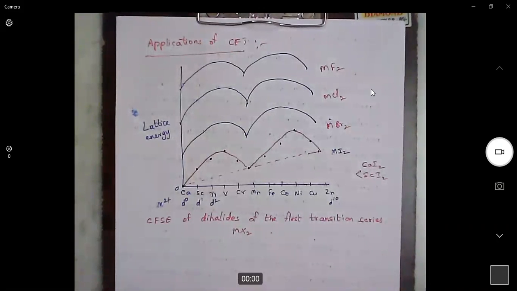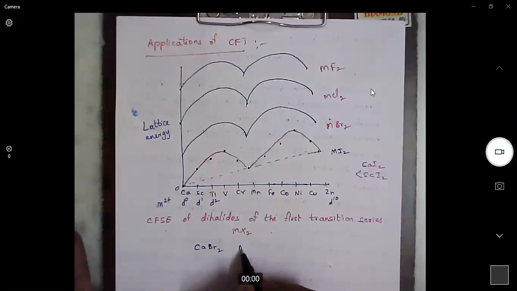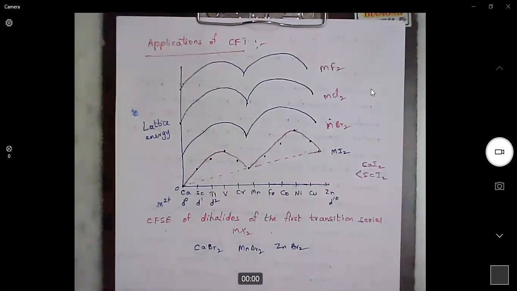Just remember, from this graph, we can compare which molecules have high lattice energy and which have low lattice energy. For example, you tell me calcium bromide, manganese bromide, and zinc bromide. Which one has the highest lattice energy? Which one has the lowest lattice energy among these three molecules?